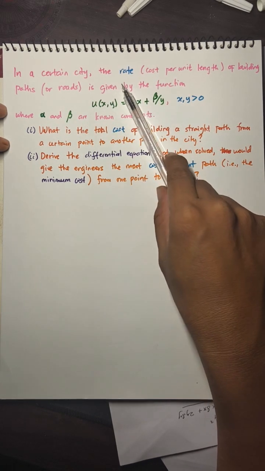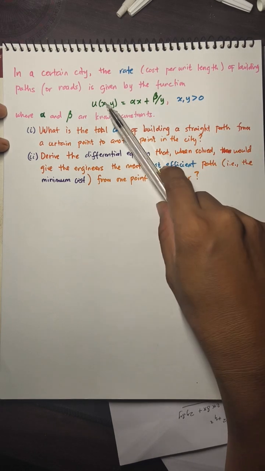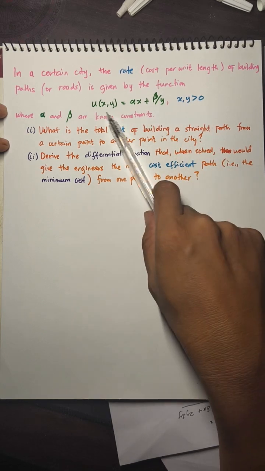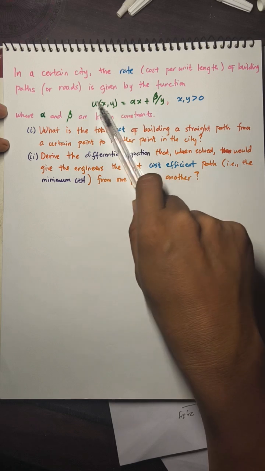So today's problem is a problem in calculus of variations. We have a certain city in which the cost per unit length of building paths or roads is given by this function. Here we need to understand first what this is.